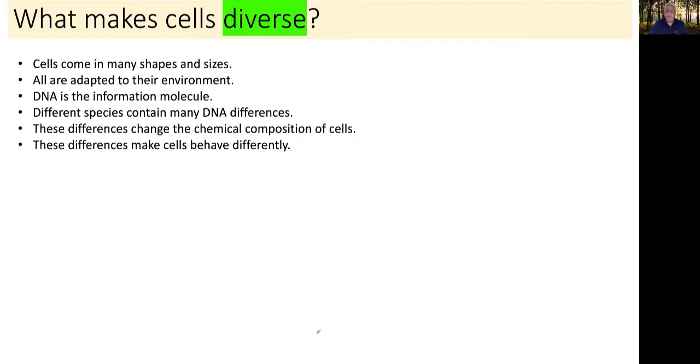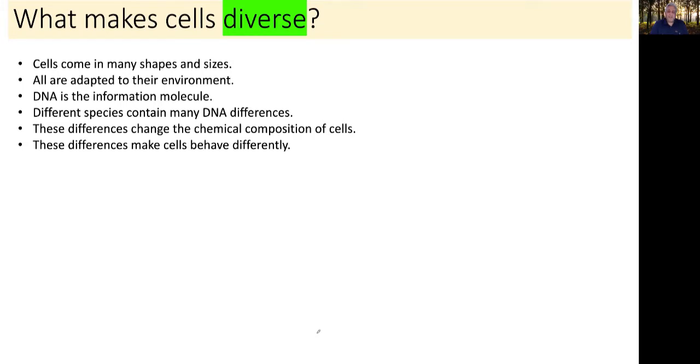Different species contain different DNA. So we said to you in the previous slide, all living things are unified by having DNA as their information molecule. What we do know now is that if you look at my DNA and the DNA of a chimpanzee, there'll be differences in that DNA. And those differences are responsible for making chimpanzees different to me. And that is the case for all living things. So comparing DNA, as we'll do near the end of the course, will allow us to understand that there's diversity due to DNA differences.